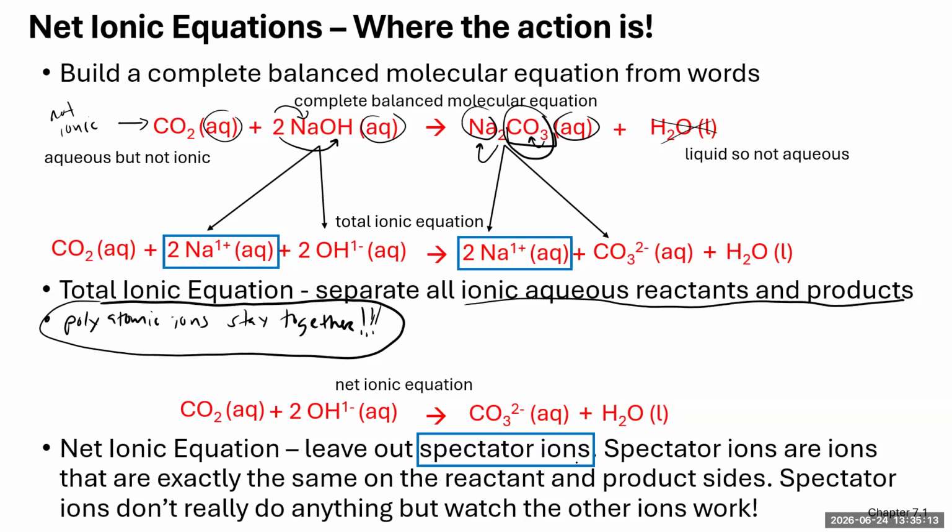Spectator ions are exactly the same on the left of the equation in the reactants and in the products on the right side. Exactly. If they're the same on both sides, they're not doing anything, but watch the other ions work. So we just leave those spectator ions out, and this is the net ionic equation right here.